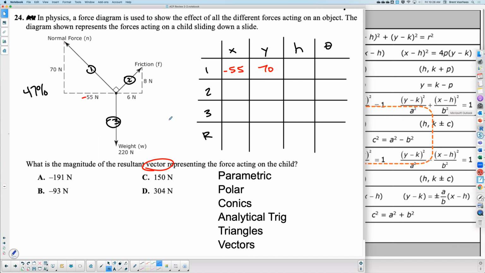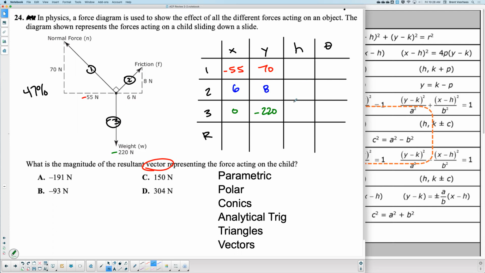On vector 2, what about the 6? Positive or negative 6? What about the 8? Okay, let's go to vector 3. Now this one looks like a Y. The whole way it looks like a Y. So that means the only value they give us is a Y. Why is it going to be negative? Going down. Negative 220. What do I put for X? 0, because it's perfectly vertical.